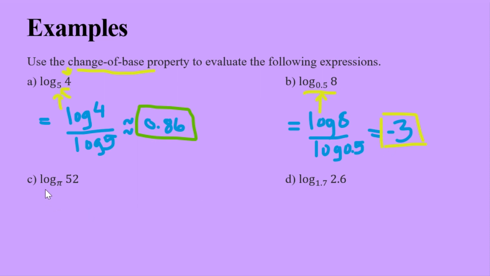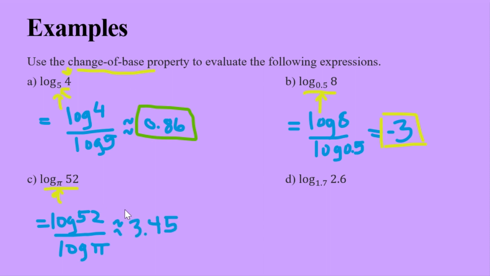All right, next example, same process here. We see that we do not have a base 10 that the calculator understands, but we can simply rewrite it as log of 52 over log of that base pi. Put that in your calculator, and we would get that to be approximately 3.45. So again, that's how we can apply the change of base property so that we can use our calculator, since the calculator technically only understands base 10.